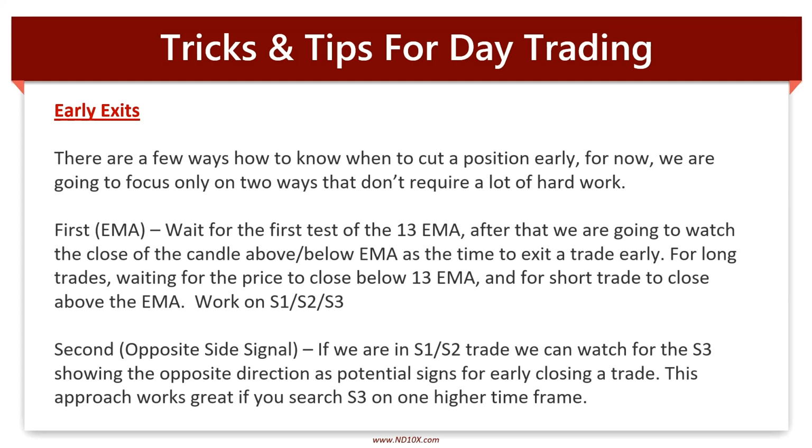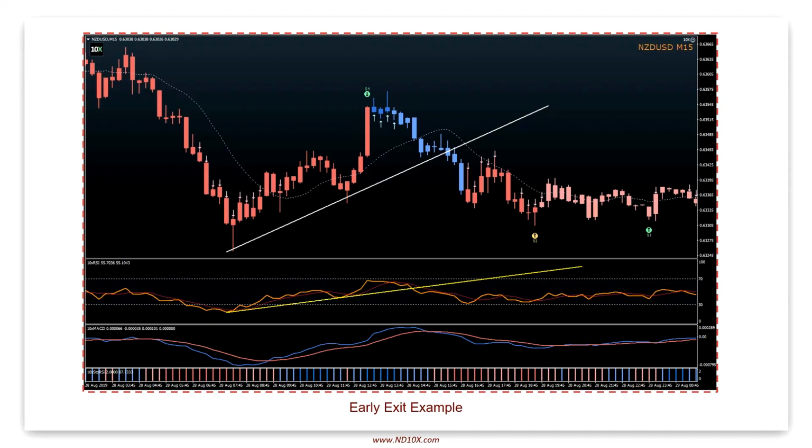Second option, watching for the opposite side signal. If we are in an S1 or S2 trade, we can watch for the S3 showing the opposite direction as a potential sign for closing a trade early. This approach works great if you search for S3 on one higher time frame. So if you set up the trade on the 15-minute time frame, go to the half-hour or 1-hour chart to search for the S3 formation.